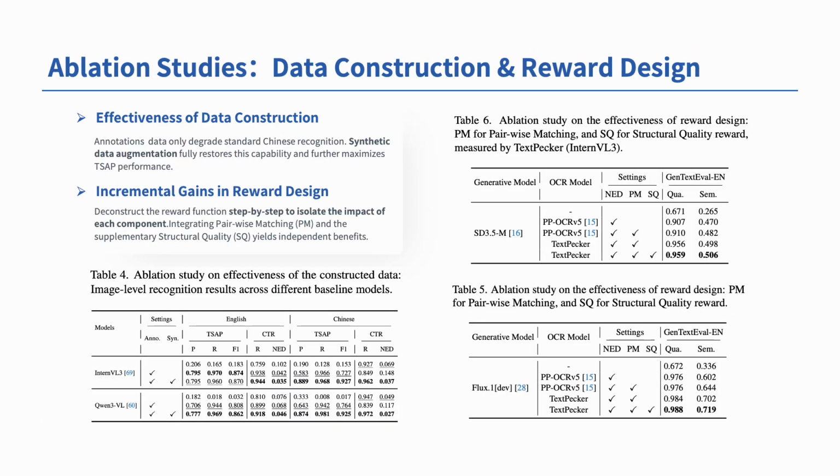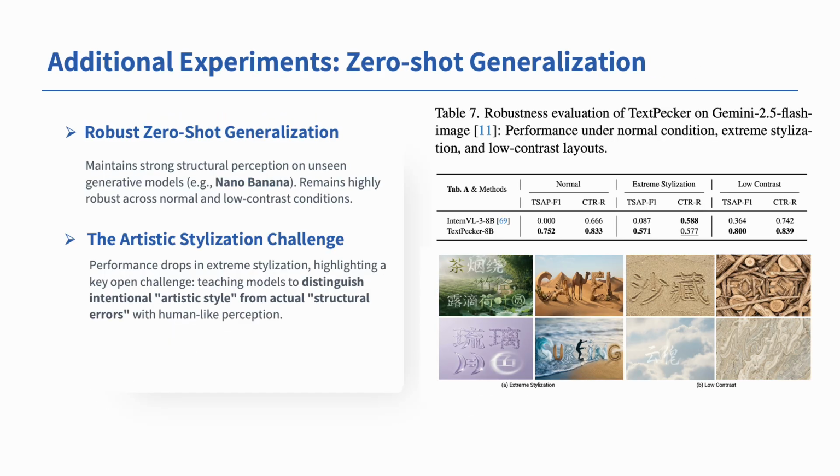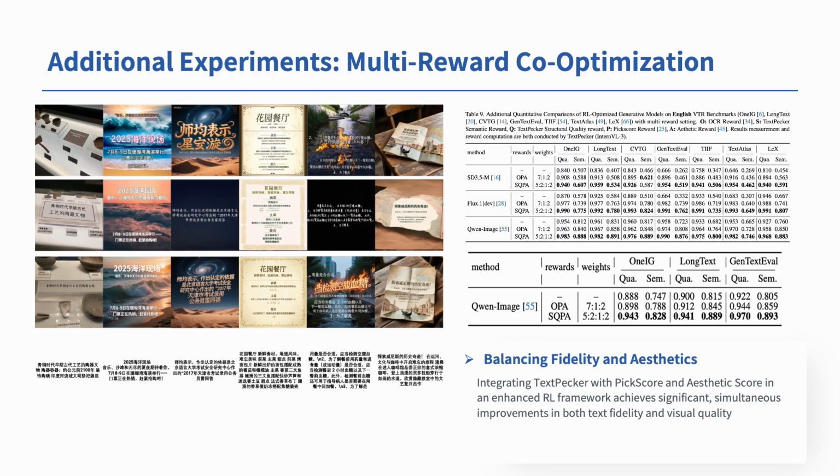Ablation studies confirm our design. Our synthetic data augmentation is crucial for restoring standard recognition, while our semantic and structural quality rewards provide independent additive gains. TextPecker also demonstrates robust zero-shot generalization on unseen models like Nano Banana. Distinguishing extreme artistic stylization from actual structural errors, however, remains an open challenge. Furthermore, TextPecker stacks seamlessly with aesthetic rewards like PicScore, achieving simultaneous improvements in both text fidelity and visual quality.